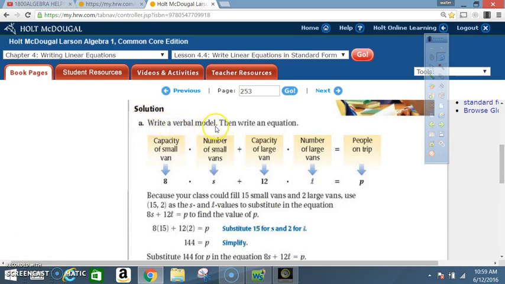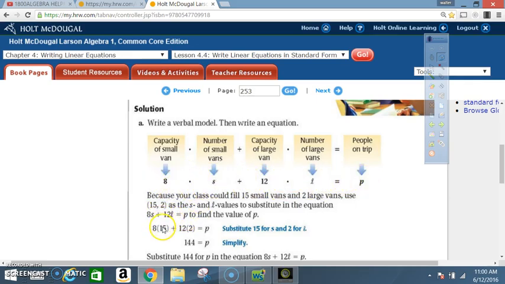Solution A. Write a verbal model, then an equation. Capacity of small van, 8, times number of small vans, S, plus capacity of large vans, 12, times number of large vans, L, is equal to people on the trip, P. Because your class could fill 15 small vans and 2 large vans, use 15 and 2 as the S and L values to substitute in the equation. 8S plus 12L is equal to P. That came from that.